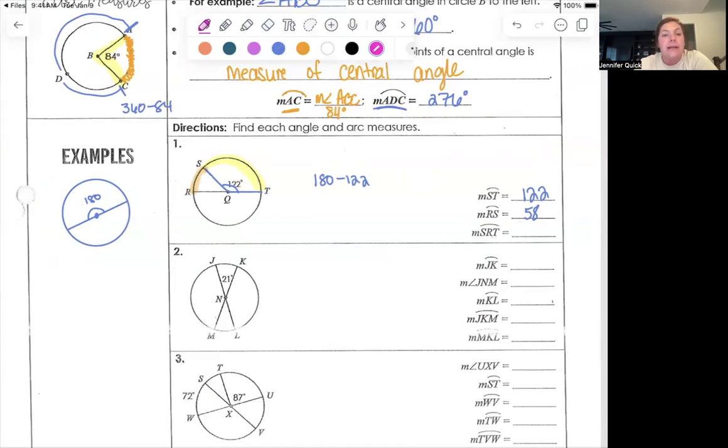Now remember, you got to go in the order that they are written. So S starts here. We go towards R. Whoops. When I hold the pen too long, it makes a straight line. So S to R and then R to T. So I want all of this angle right here. Well, I just figured out that this was 58. And then I know that this is 180 because it's the other half of my circle. And so 180 plus 58 would be 238. Cool?